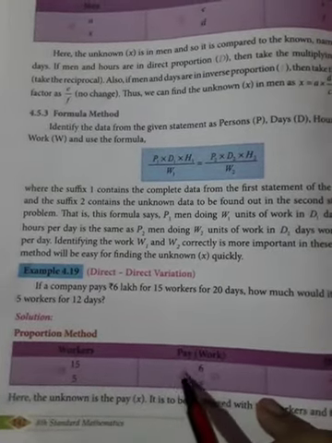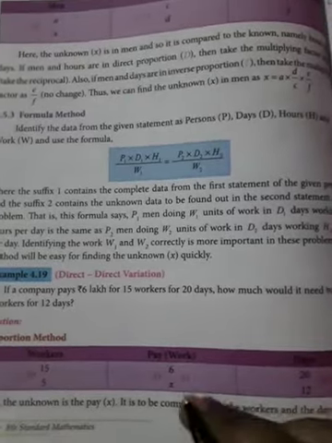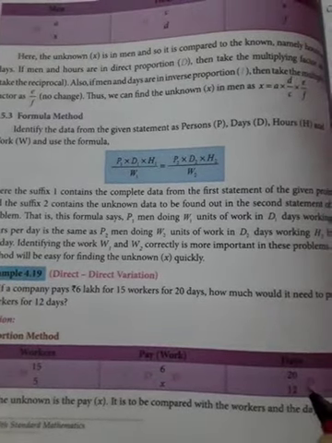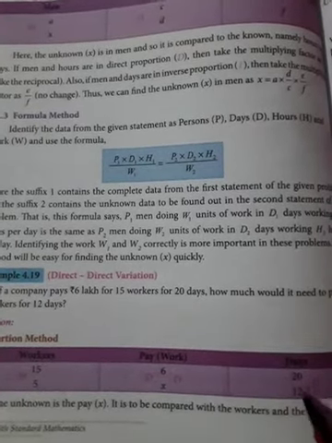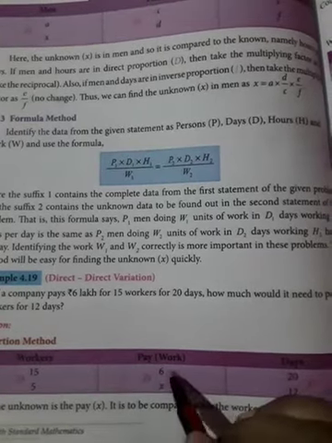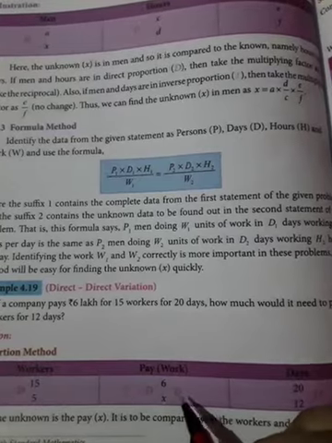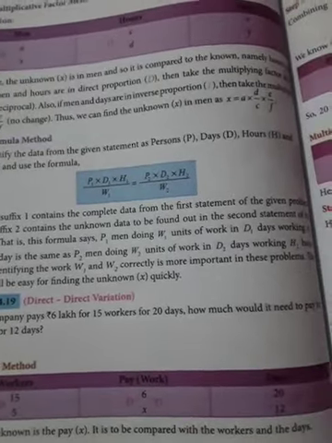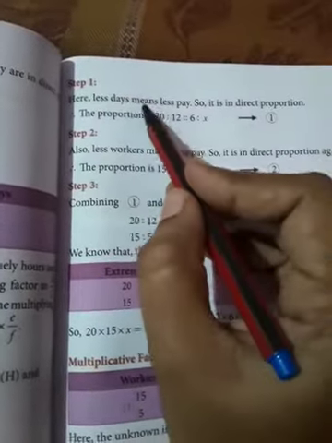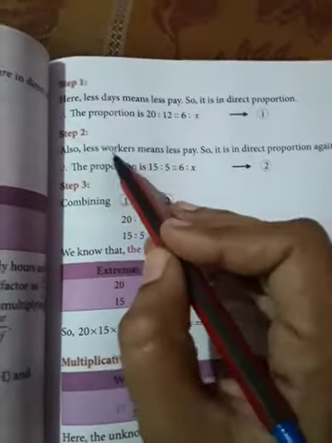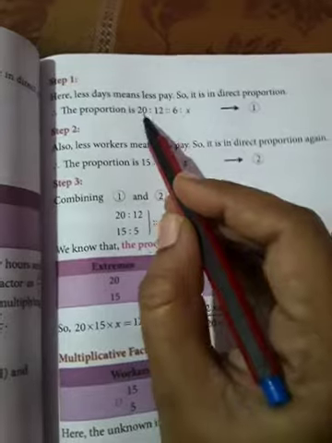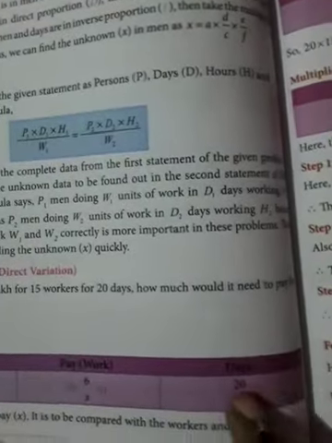That's why they have written D and D. The next one, here also D and D. How did it come? Because if the days are decreasing, the payment also will decrease. That's why D D. This is not days, this is direct variation. So here everything is direct variation. See, step 1: less days, less pay; fewer workers, less pay. So if it is direct, you just write as such, as given in the tabular column.